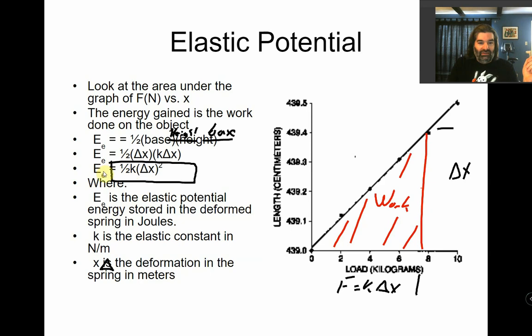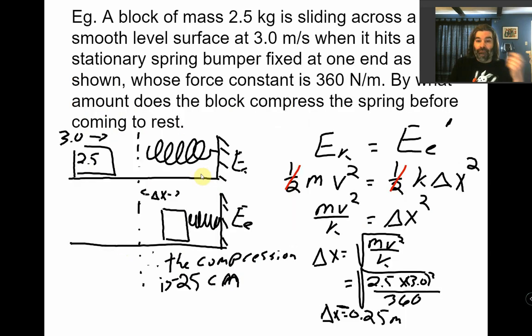So the elastic energy is the potential energy stored, in joules. k is the constant. Delta x is how much we've stretched or compressed the spring. A useful application of this is why we have crumple zones in cars: it dissipates the energy.